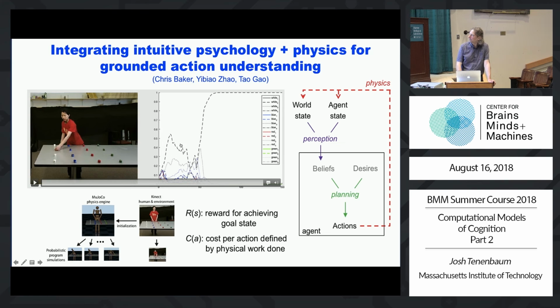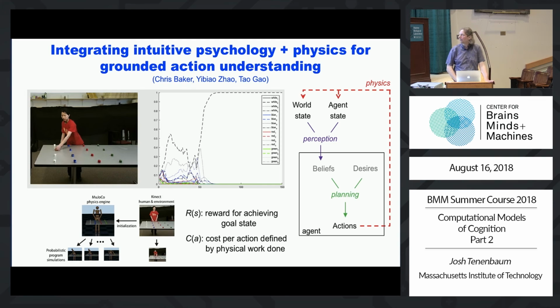So this black dashed line is the correct answer. This is not data from an experiment. This is actually a model prediction, which we're currently engaged in testing. This is work that Tao Gao and others are doing. It started with Chris and Yibiao, but Tao is mostly driving this here.